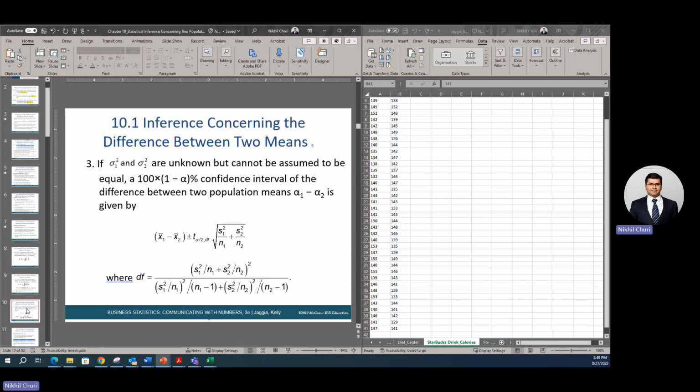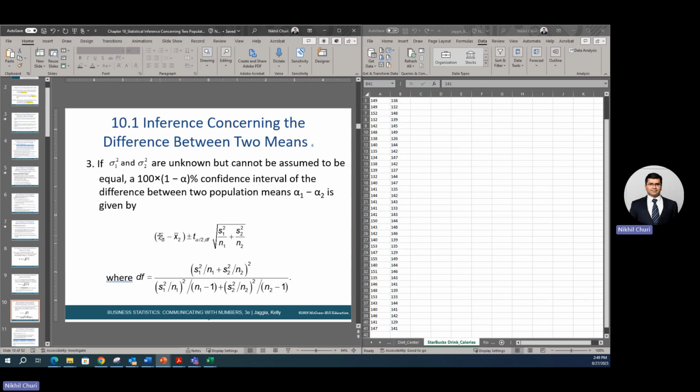Now let's go to the third one, which is if sigma 1 square and sigma 2 square, meaning the variance for population 1 and variance for population 2, are unknown but cannot be assumed equal. The 100 multiplied by 1 minus alpha percent confidence interval of the difference between the two population means, mu 1 and mu 2, is given by, just look at the formula. Do not think too much. Just look at the formula.